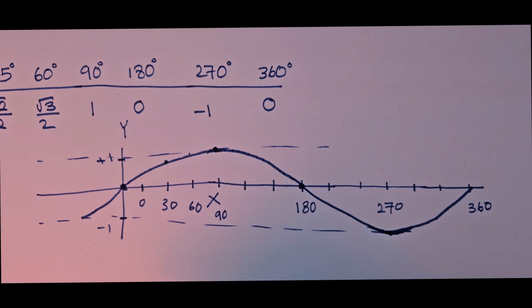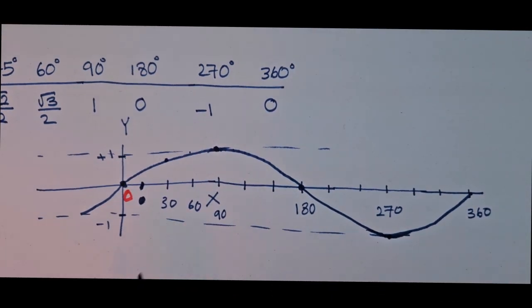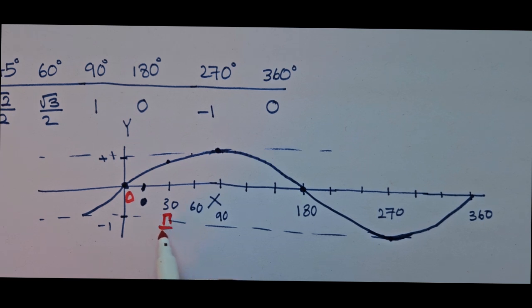So let's say here, in radian 0. Just to let you know, I made a mistake here, so 0 should be here. Anyway, if you want to convert each of these into radians, that would be pi divided by 6, pi divided by 3, pi divided by 2.